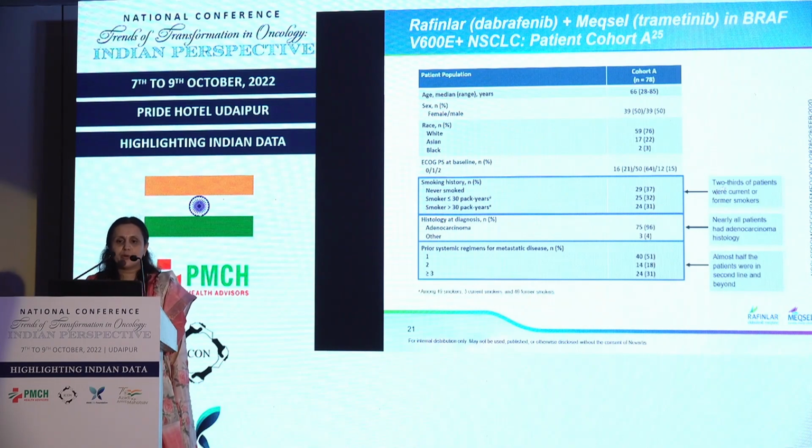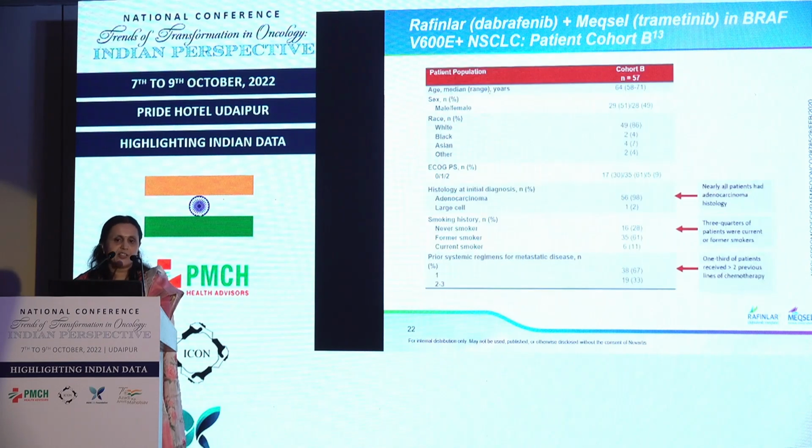So what was seen in cohort A, where the median age was 66, the male-female ratio was equally balanced, whites were the majority of the patients, and 2/3 of the patients were current or former smokers, and nearly all the patients had adenocarcinoma histology, and almost half the patients were in the second line or beyond. In cohort B, this group received the doublet and they were also treated previously. All these patients had adenocarcinoma, and 3/4 were current or former smokers, and 1/3 of patients had received more than 2 previous lines of chemotherapy.